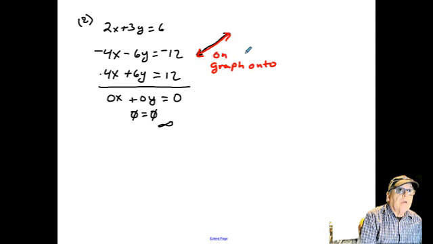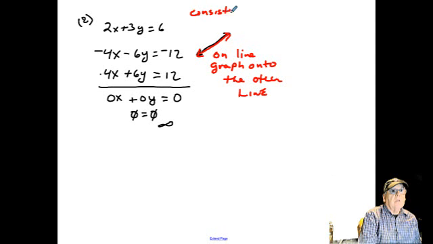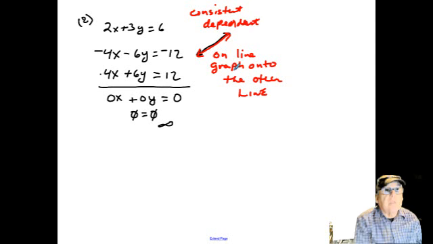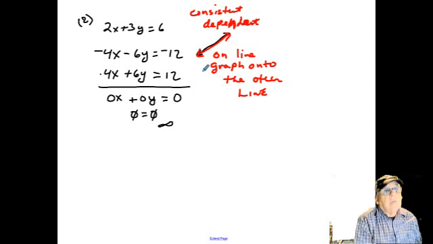or we view it as one line graphs onto the other line. This is a case where there is an intersection, so it's consistent. But there's not just one place of intersection. They intersect every place, so we call that dependent. D-E-P-E-N-D-E-N-T. So we call it a consistent dependent case.